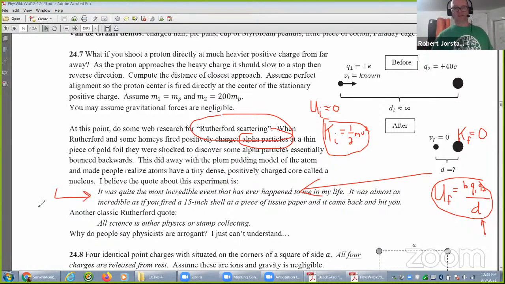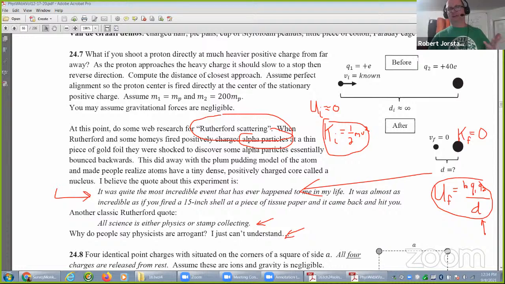Now, here's another quote, which I just find insane. "All science is either physics or stamp collecting." And then you can see my retort. Why do people say physicists are arrogant? I just don't understand. Anyways, I thought you'd get a laugh out of that.